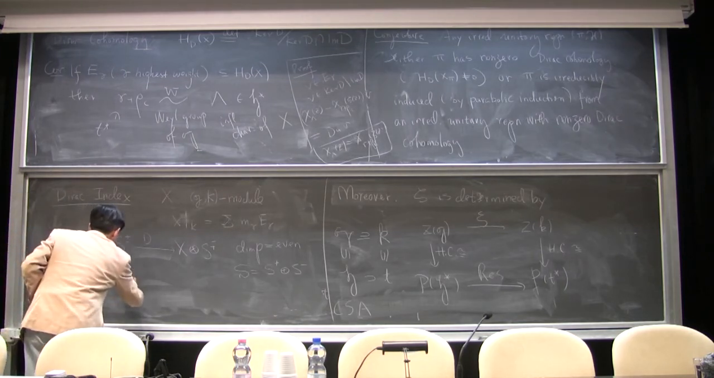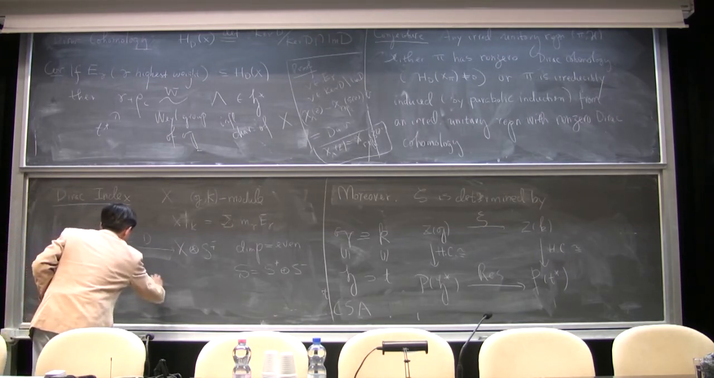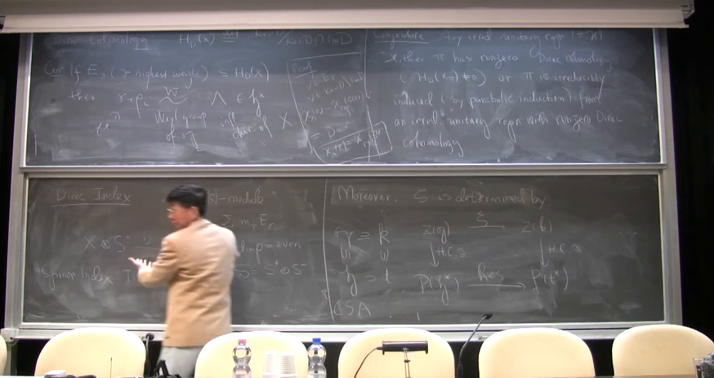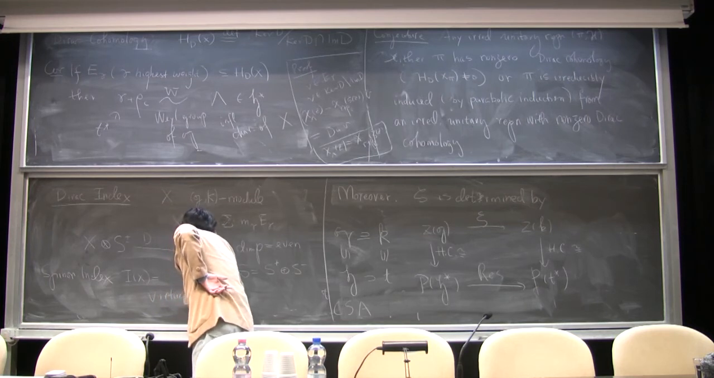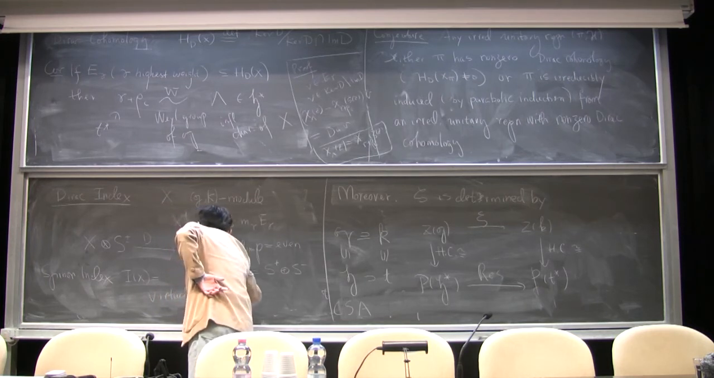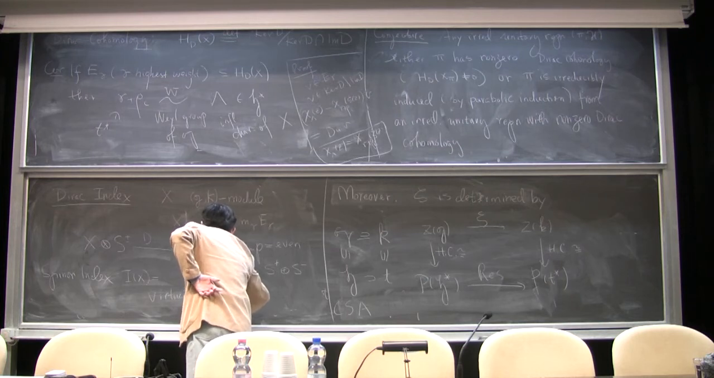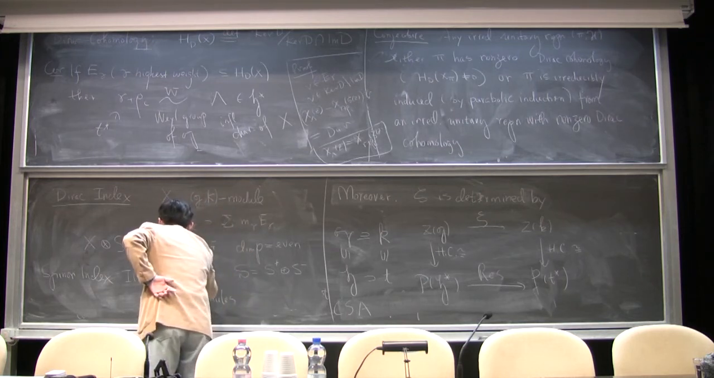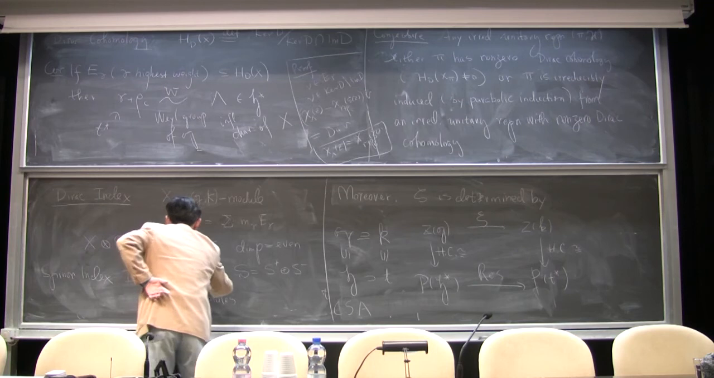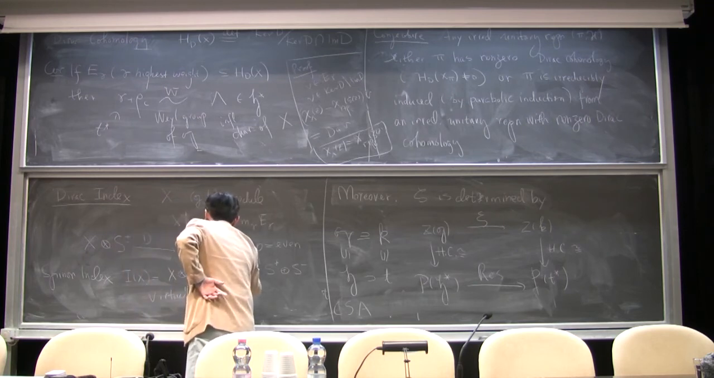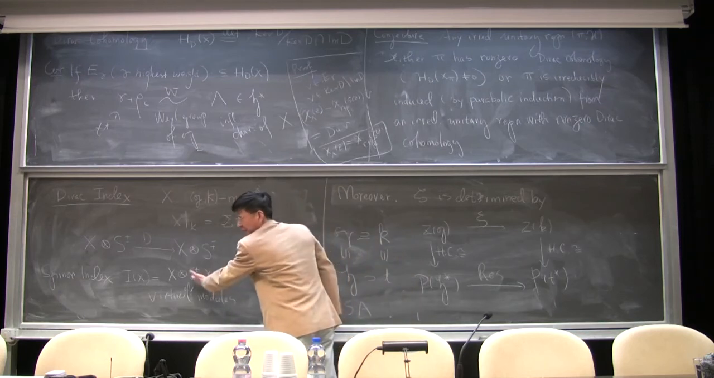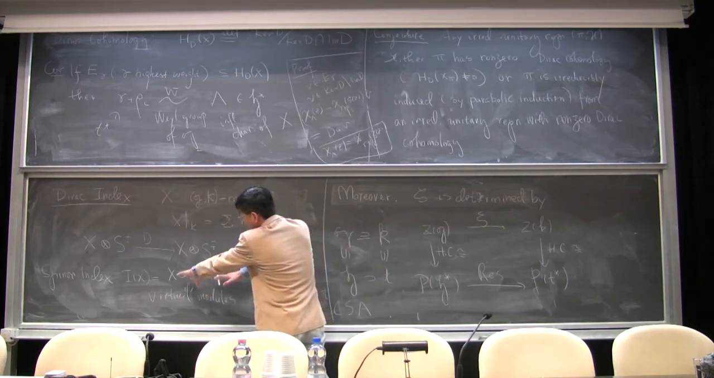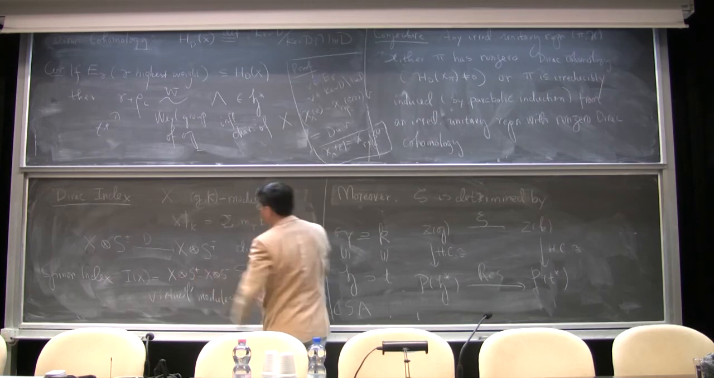The spinor index I of X is just the formal difference of the two. This is the virtual module: X tensor S plus, subtract X tensor S minus. Now only finitely many K-types of this, most of them cancel with the same multiplicity.